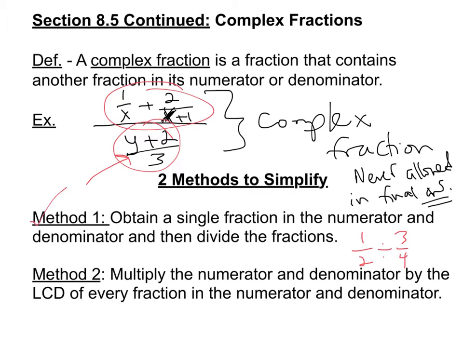That's method 1. Method 2 is going to be to skip that step of getting a single fraction and just go right ahead, right away, multiply the numerator and denominator by the LCD of every fraction in the numerator and denominator. So you're going to have to find the least common denominator of every single fraction. And if you multiply both the numerator and denominator by that, all the denominators are going to be divided out, and you're going to have something that you can simplify. Okay, so we'll look at that method in a moment as well. So without further ado, let's proceed to some examples.